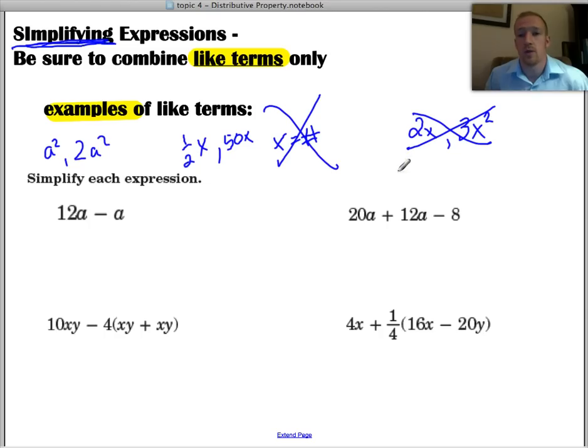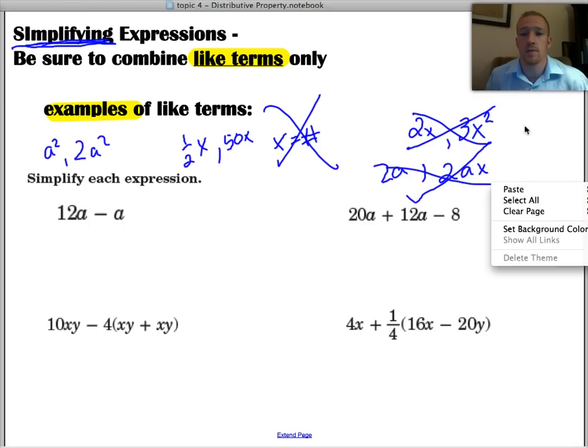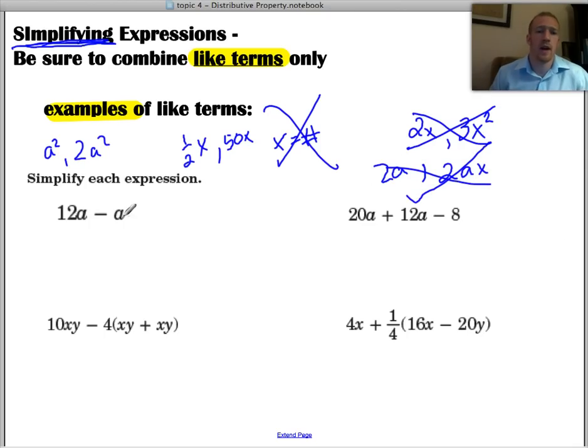All right, so like a or 2a and 2ax. These have different variables, so these are not like terms. So here, a and a, same thing. This is like a 1a. 12 minus 1 is an 11a.